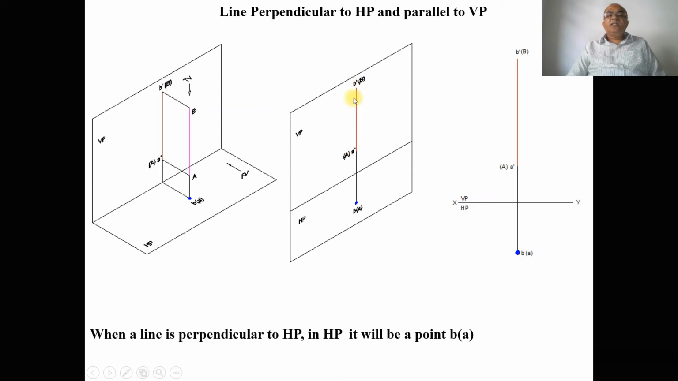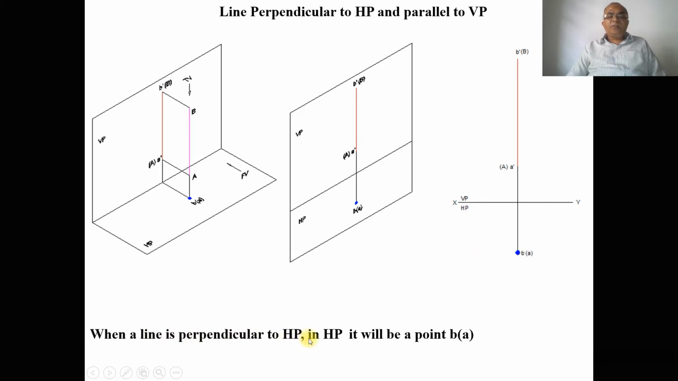So you can see A dash and B dash are in true length. That is why it is denoted by capital A and capital B. Since the line is perpendicular to HP, you are getting a point in the horizontal plane. So, a point in the HP.